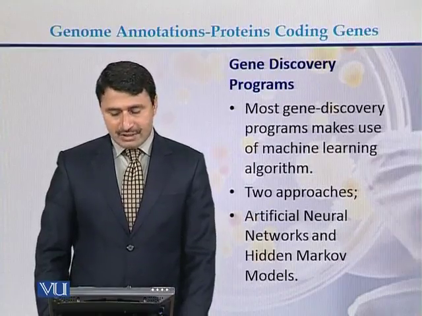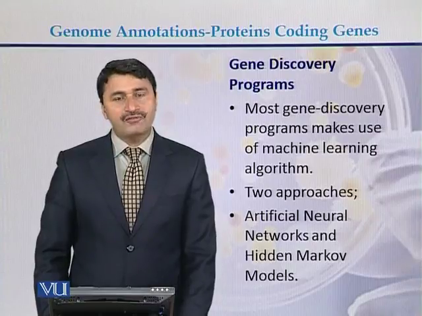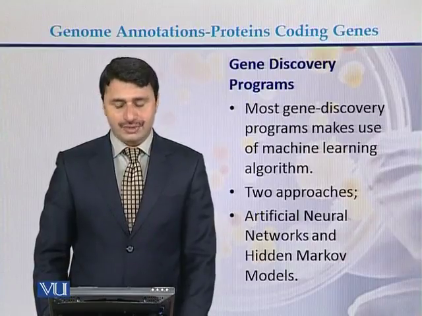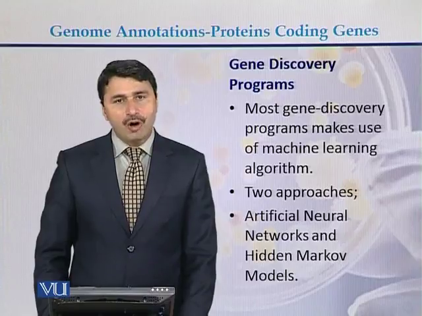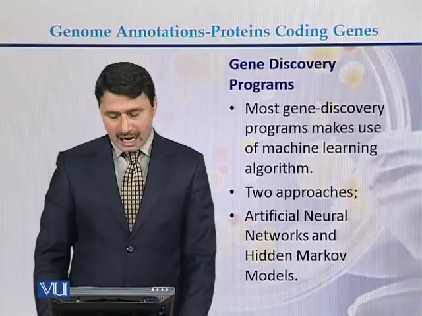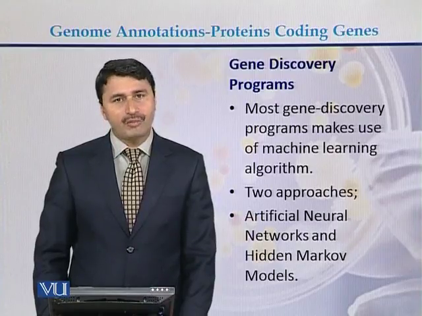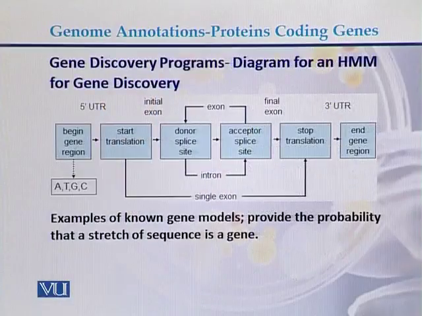Most gene discovery programs make use of machine learning algorithms. There are two common approaches used for genome annotations: artificial neural networks and hidden Markov models. This is an example of a hidden Markov model.